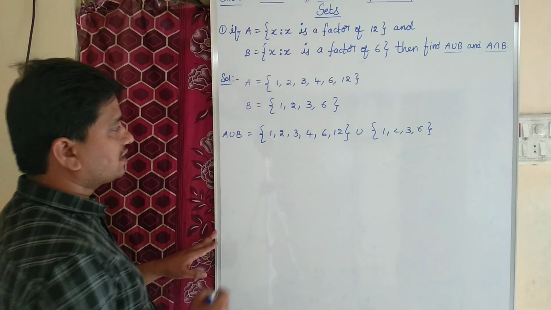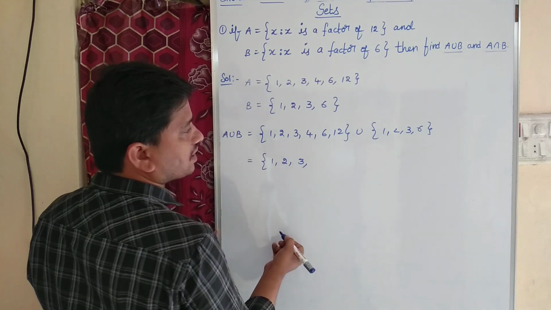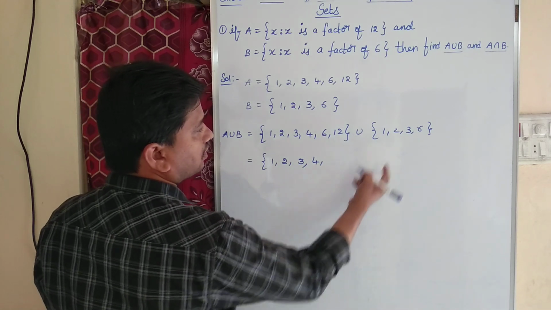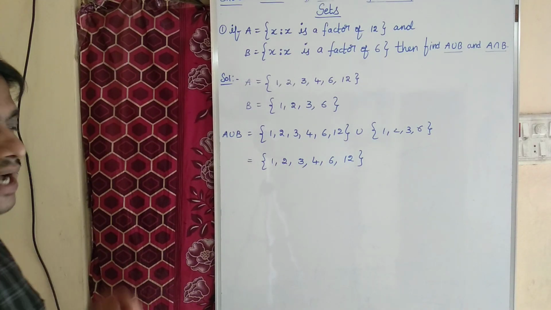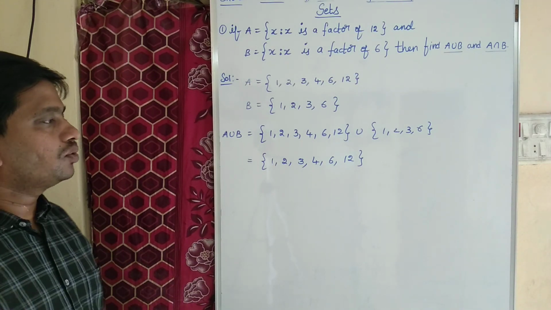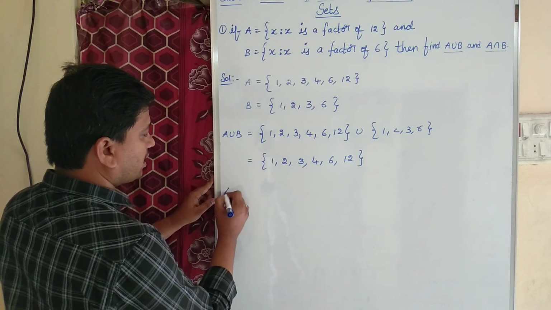Right? So 1 is common, 2 is common, 3 is common, 4 is there here, 6 is common, and then 12. So what is A union B? A union B equals 1, 2, 3, 4, 6, 12. Right? Next, the second one, A intersection B.